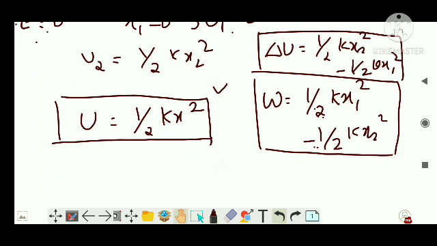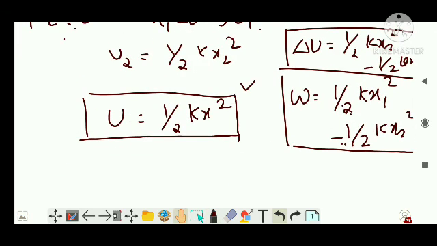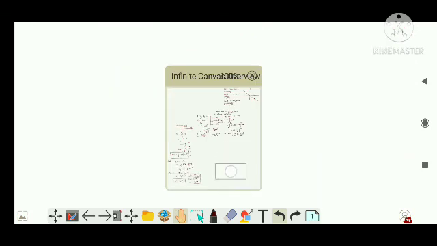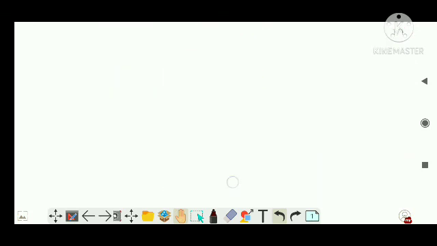Clear? Now I will tell you why at the mean position, or the resting position, the potential energy is 0. We'll do that with a simple example, where they are talking about conservation of mechanical energy in the case of a spring.